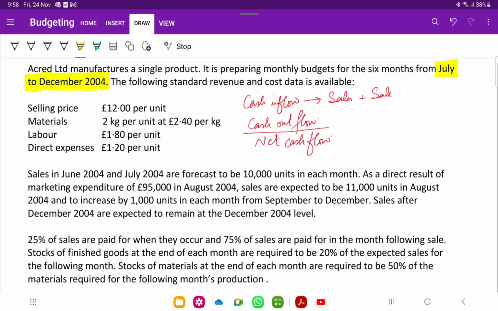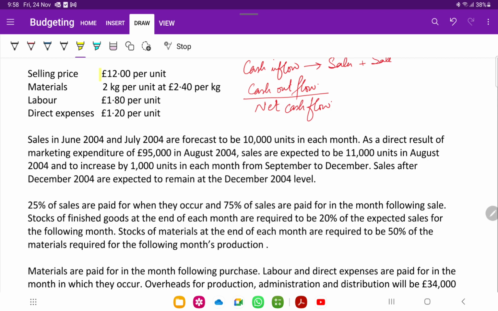The following standard revenues and costs are available. So the selling price has been calculated as 12 per unit. Material cost has been calculated like this. Labor cost is 1.8 per unit. Indirect expenses are 1.2 per unit. Sales in June 2004 and July 2004 are forecasted to be 10,000 units in each month. Sales volume increases as a direct result of marketing expenditure of 95,000 in August. Sales are expected to be 11,000 units in August, and they are expected to increase by 1,000 units each month from September to December. Sales after December 2004 are expected to remain at the December 2004 level.